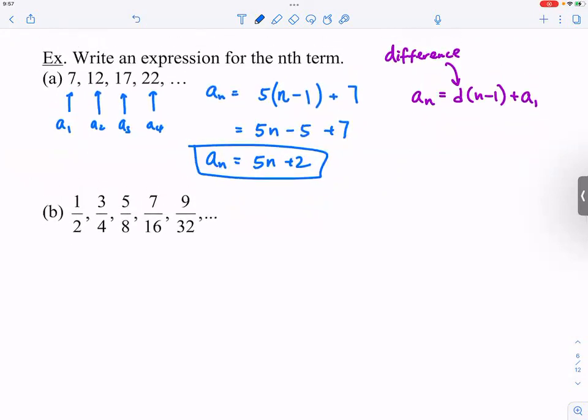Okay. And then you look at the second one, and you ask, what kind of pattern do we see here? You can see the numerator. What's the pattern in the numerator? You get added by 2, right? So you add 2 for the numerator. And what about the denominator? You would be multiplying by 2.